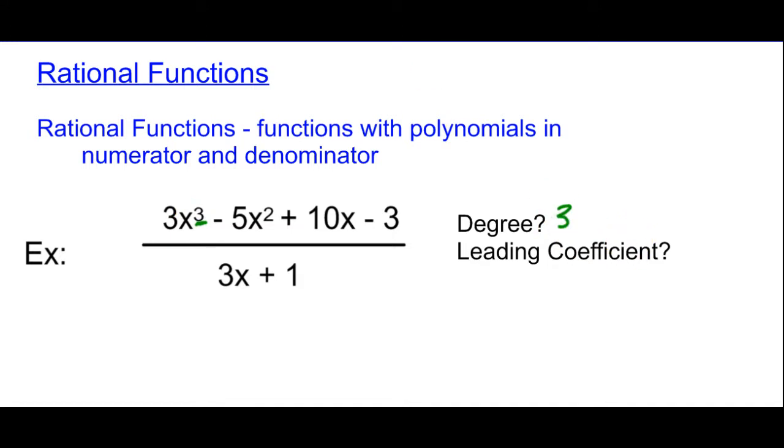The leading coefficient is whatever the highest exponent is, or whatever the highest degree is. The leading coefficient, the number in front, is the leading coefficient. So that is going to be 3. Alright, so we're going to need to know this in order to understand the next part.